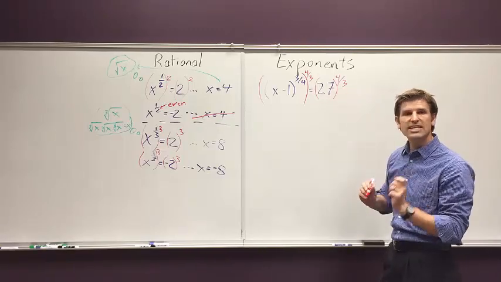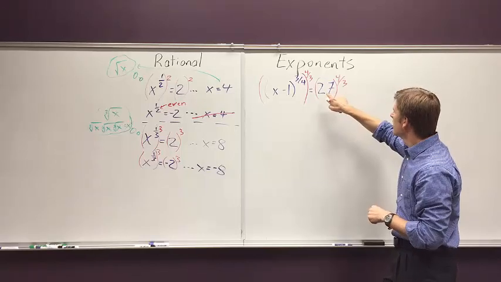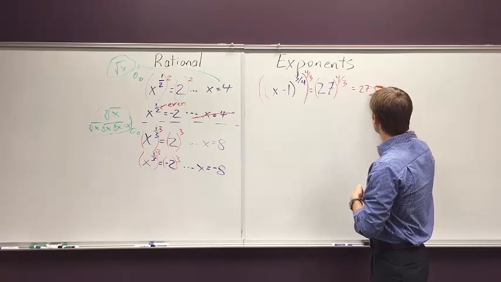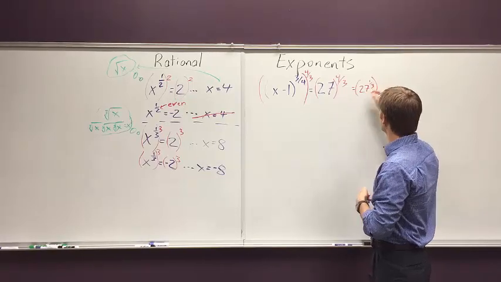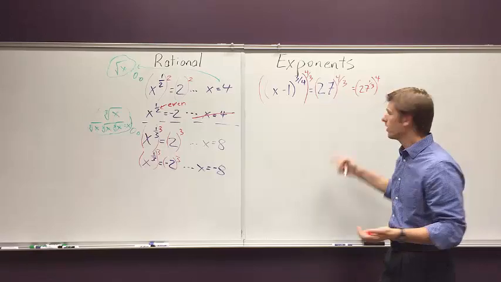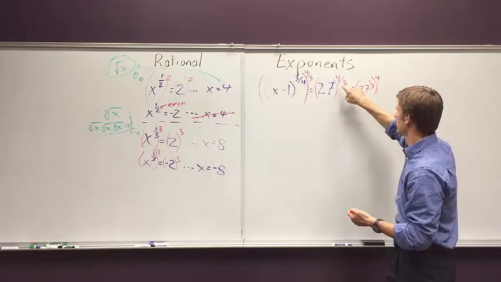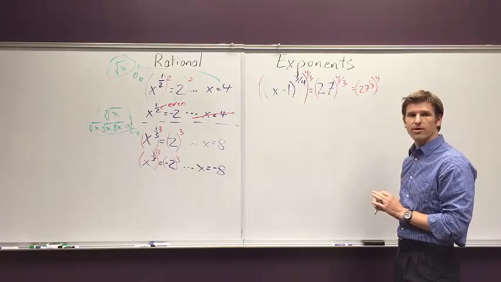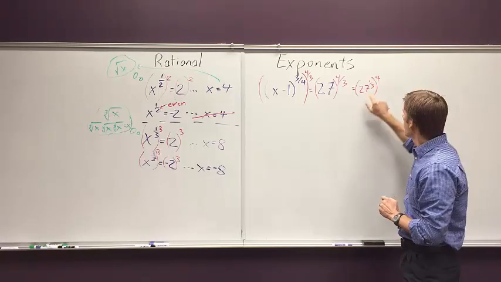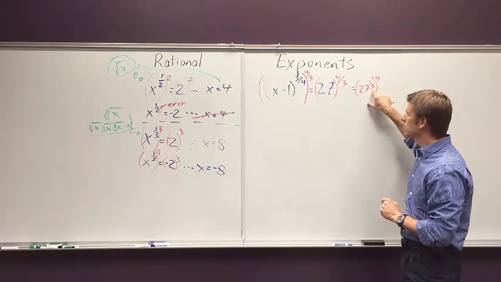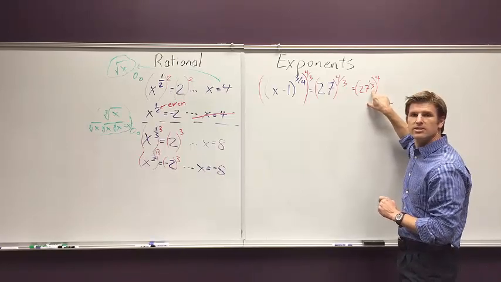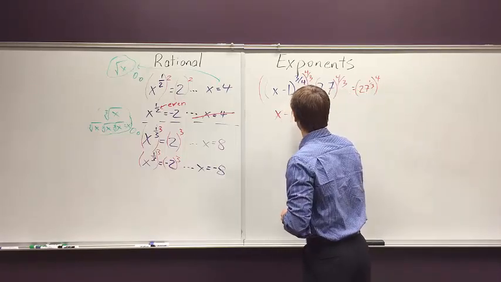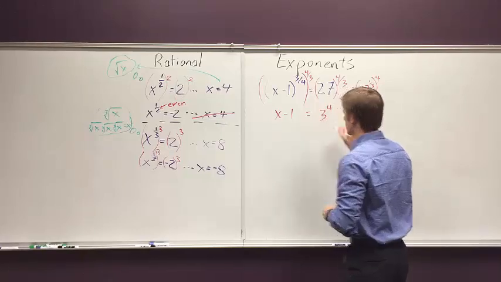Now, here I've got this fractional power. I can actually decompose that fractional power. So 27 to the 4/3 is the same as 27 to the 1/3 raised to the 4th, right? Because 1/3 times 4 is this. Why is that handy? Well, I know what the 1/3 power of 27 is. What's the cube root of 27? The cube root of 27 is 3. So really what I have here, those cancel. I have x minus 1 equals 3 to the 4th.